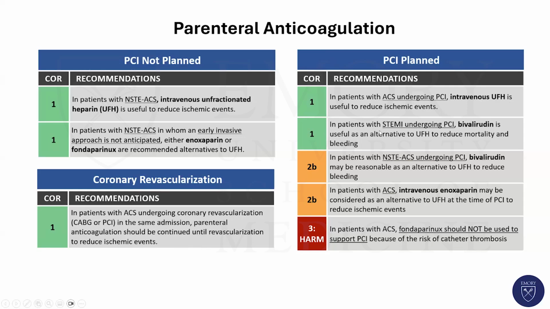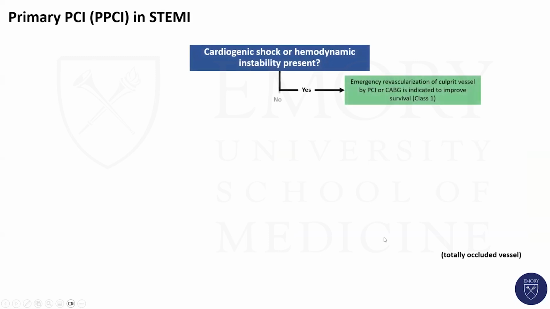Class 1, again, in patients with STEMI only undergoing PCI, this is based on the BRIGHT-4 trial, a large trial. Bivalirudin is useful as an alternative to unfractionated heparin to reduce mortality and bleeding. And certainly, this is very important in patients who have heparin allergy or HIT. Bivalirudin, again, is very useful for us as a class 1. For class 2B, in patients with non-STEMI ACS undergoing PCI, bivalirudin is given a lower grade, as class 2B, maybe reasonable as an alternative to unfractionated heparin to reduce bleeding. And class 2B for enoxaparin: intravenous enoxaparin may be considered as an alternative to unfractionated heparin during PCI to reduce ischemic events. And these are patients who, say, receive subcutaneous heparin during their hospitalization. It may be reasonable to convert them to enoxaparin for the procedure. Now, class 3 harm: in patients with ACS, fondaparinux should not be used to support PCI because of the risk of catheter thrombosis.